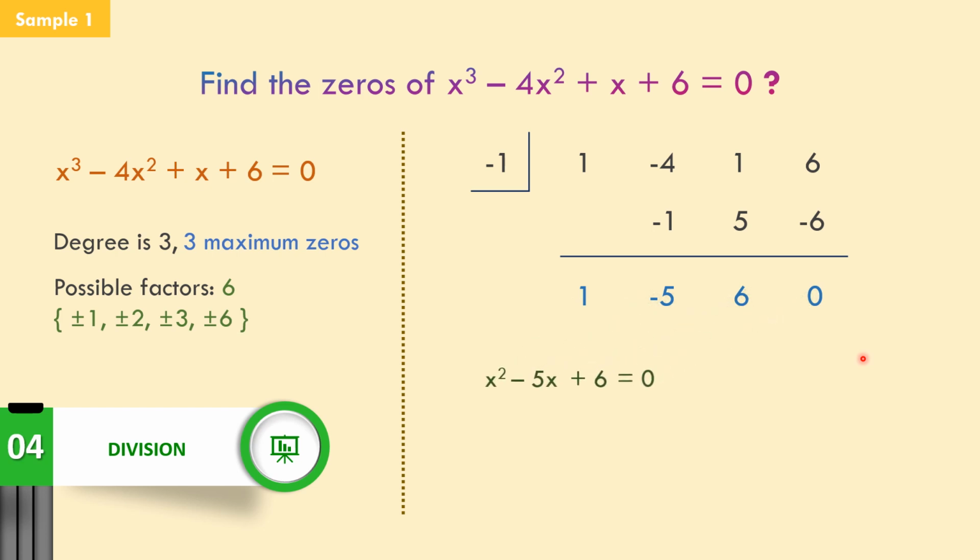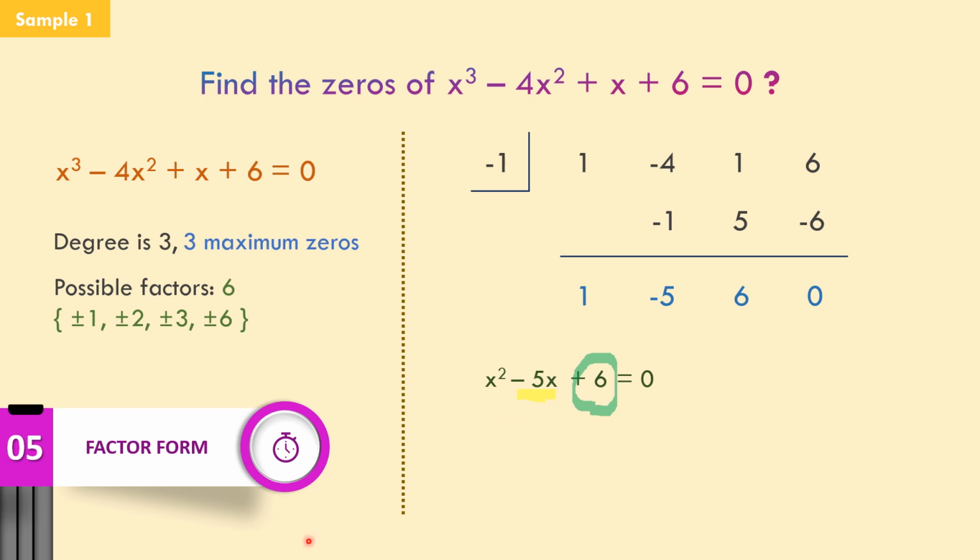Okay, next. Let us identify the quadratic equation to solve for the other zeros. So 1x squared minus 5x plus 6. Okay, fifth step. Let us identify the factored form. How do we identify the factored form of the given x squared minus 5x plus 6? The product is equal to 6, and the sum should be negative 5. So think of factors: if you multiply them you get 6, and if you add them, the answer is negative 5.